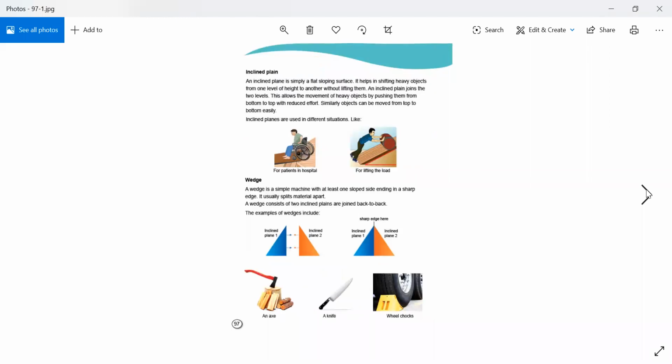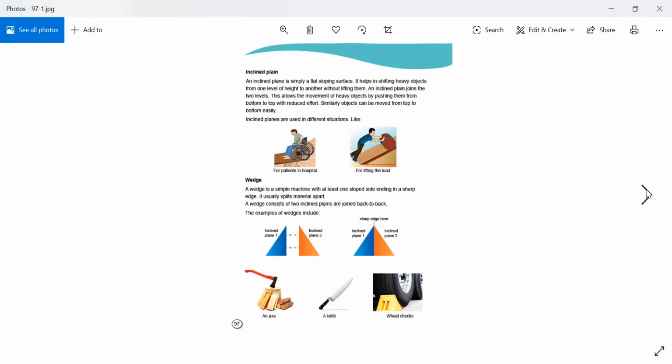Moving to page number 97. Inclined plane. An inclined plane is simply a flat, sloping surface. It helps in shifting heavy objects from one level of height to another without lifting them. An inclined plane joins the two levels. This allows the movement of heavy objects by pushing them from bottom to top with reduced effort. Similarly, objects can be moved from top to bottom easily.